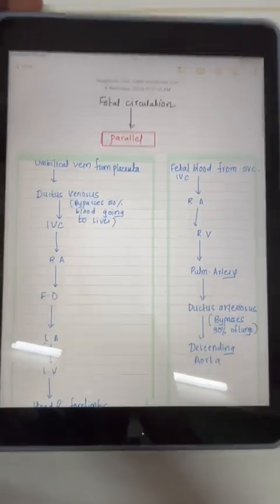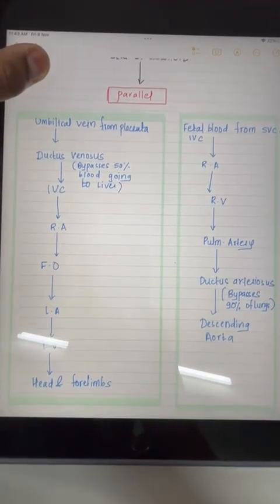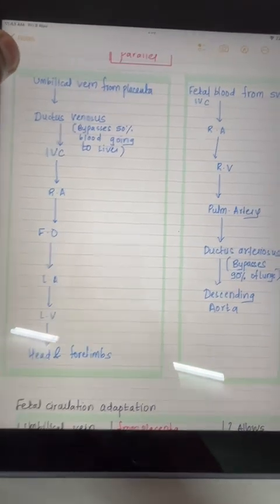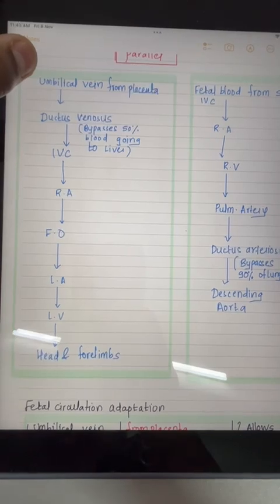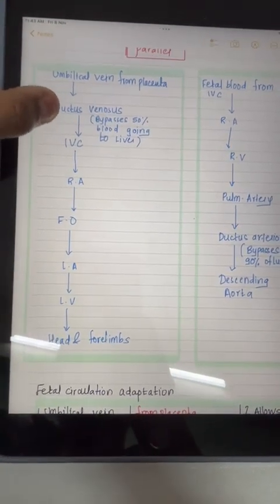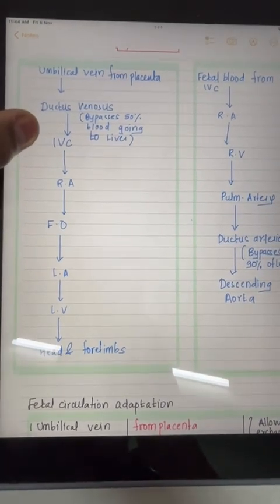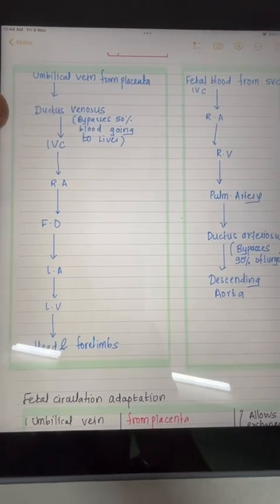Today's topic is fetal circulation. So fetal circulation is a parallel circulation. Why? Because from the placenta there is the umbilical vein which then forms the ductus venosus. So the ductus venosus communicates with the IVC. Here it bypasses 50% of blood going to the liver.